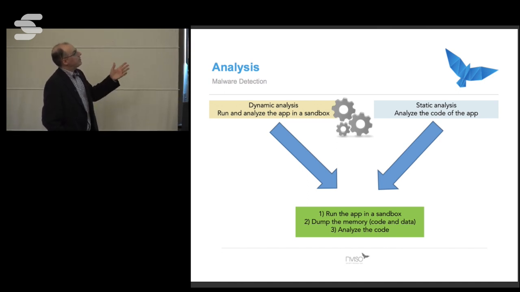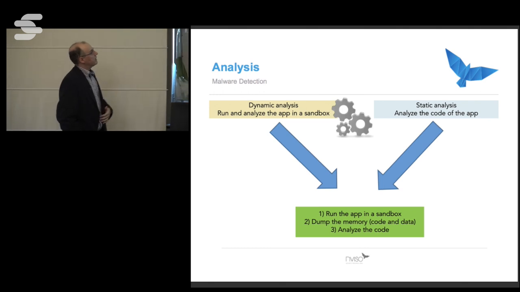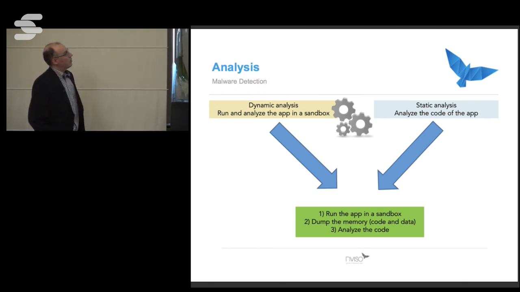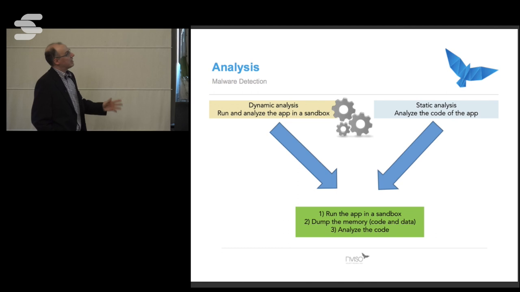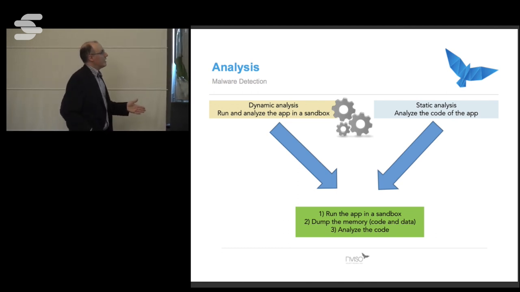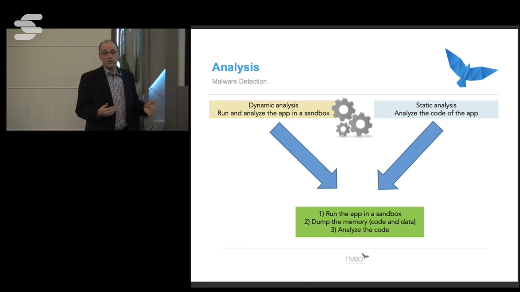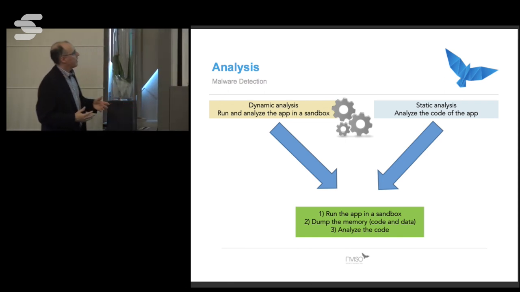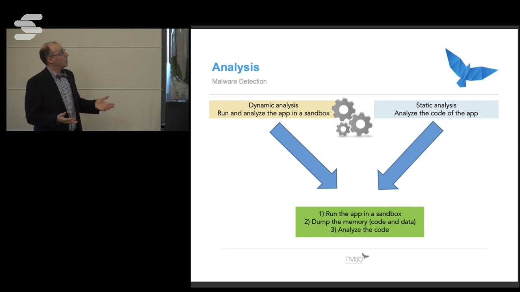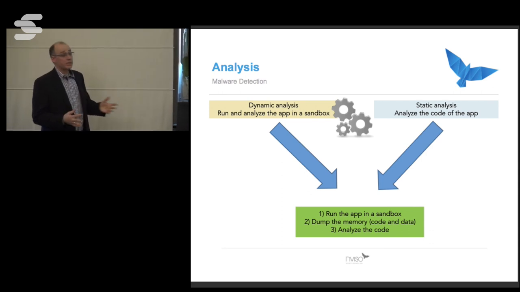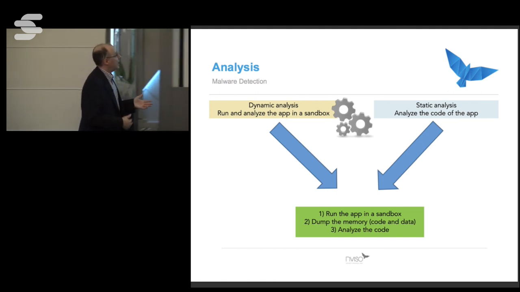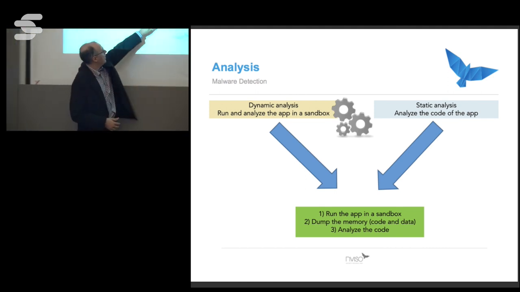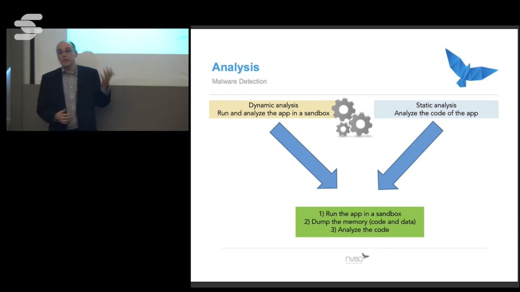So in dynamic analysis, you will run and analyze the application in a sandbox, while for static analysis, you will analyze the code of the application. But it's also something that, as I said, you can combine. For example, the application is heavily obfuscated, and you run it in a sandbox. And then you have the executable in memory.